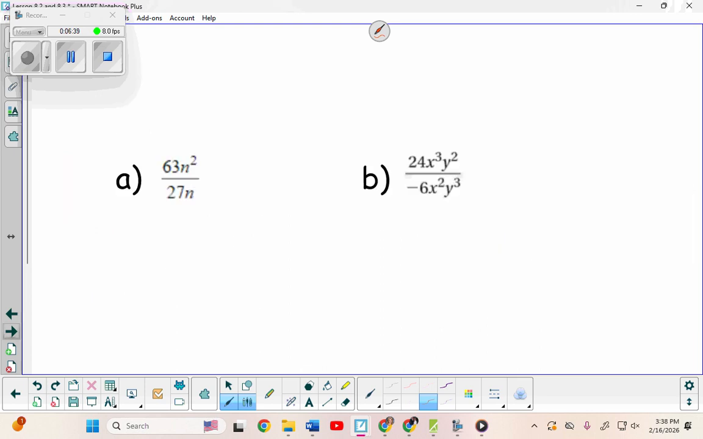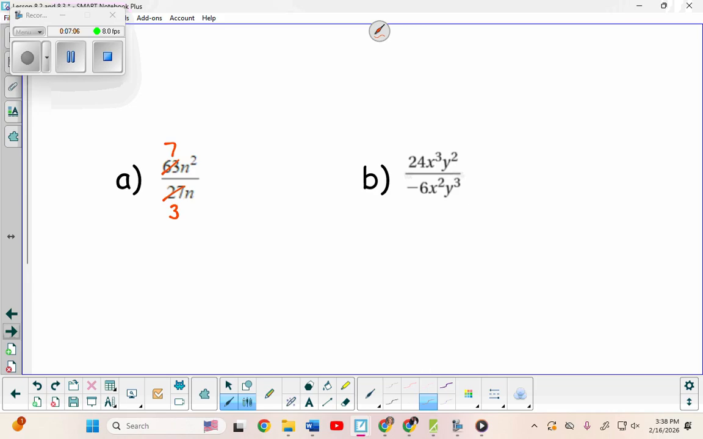All right, here are a couple more examples. We don't have a plus or a minus, so we don't need to worry about writing parentheses. So what we want to do is look at 63 and 27, and you could use your calculator and type in 63 ABC 27 and reduce it. Or we could say, okay, 9 goes into 63 7 times. 9 goes into 27 3 times.